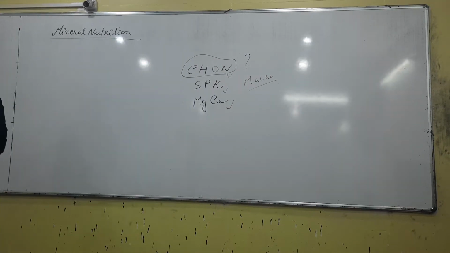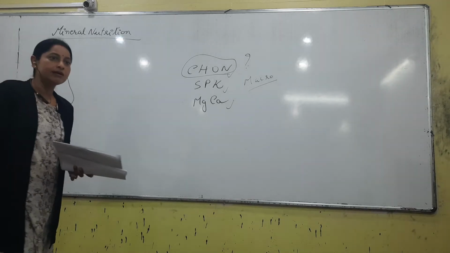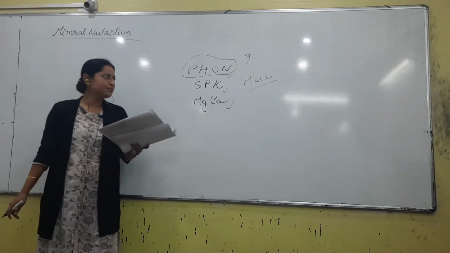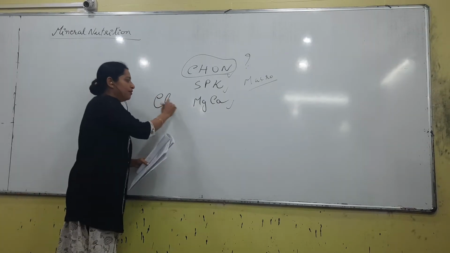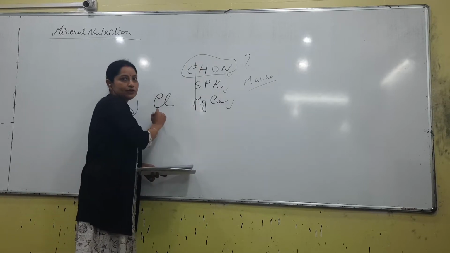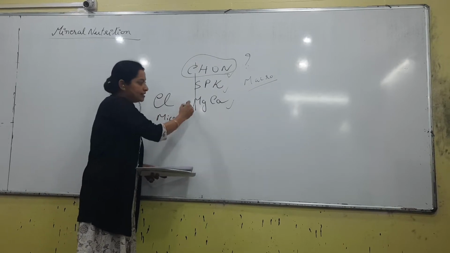But the point is you have to know the macronutrients. If you memorize the macronutrients, then you can work out the micronutrients even if you haven't memorized them. Suppose Cl is asked: is it macro or micro? Obviously micro, because it is not in the macro list. So it will be micro. So please learn these by heart.